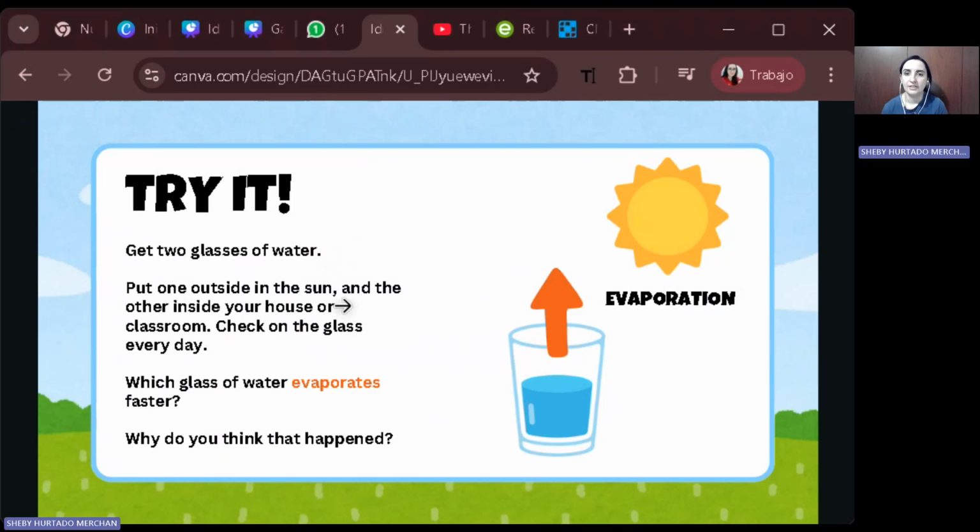Try it. This is an experiment. Get 2 glasses of water, put one outside in the sun and the other inside your house or classroom. Check on the glasses every day. Which glass of water evaporated faster? Why do you think that happened?